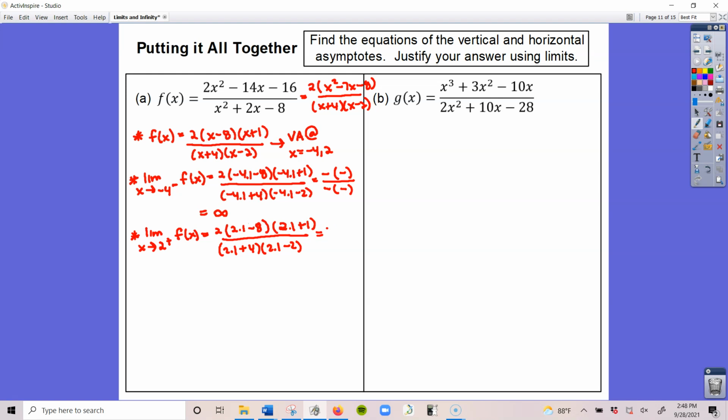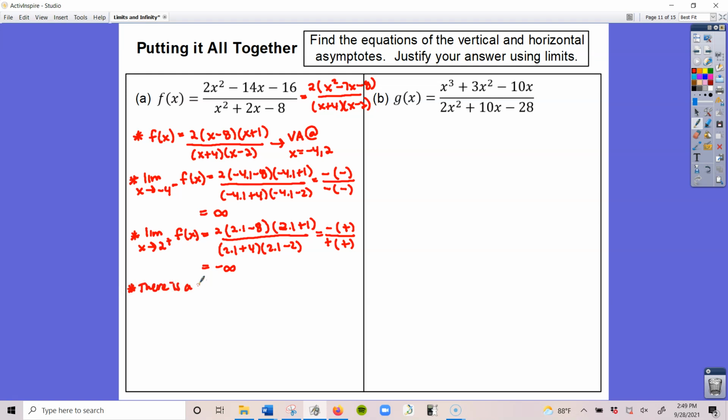2.1 minus 8 will be negative. 2.1 plus 1 is positive. 2.1 plus 4, positive. And 2.1 minus 2, positive. A negative times a positive is negative over a positive, so my answer here would be negative infinity. So we have two vertical asymptotes, so we have to write two statements justifying that.